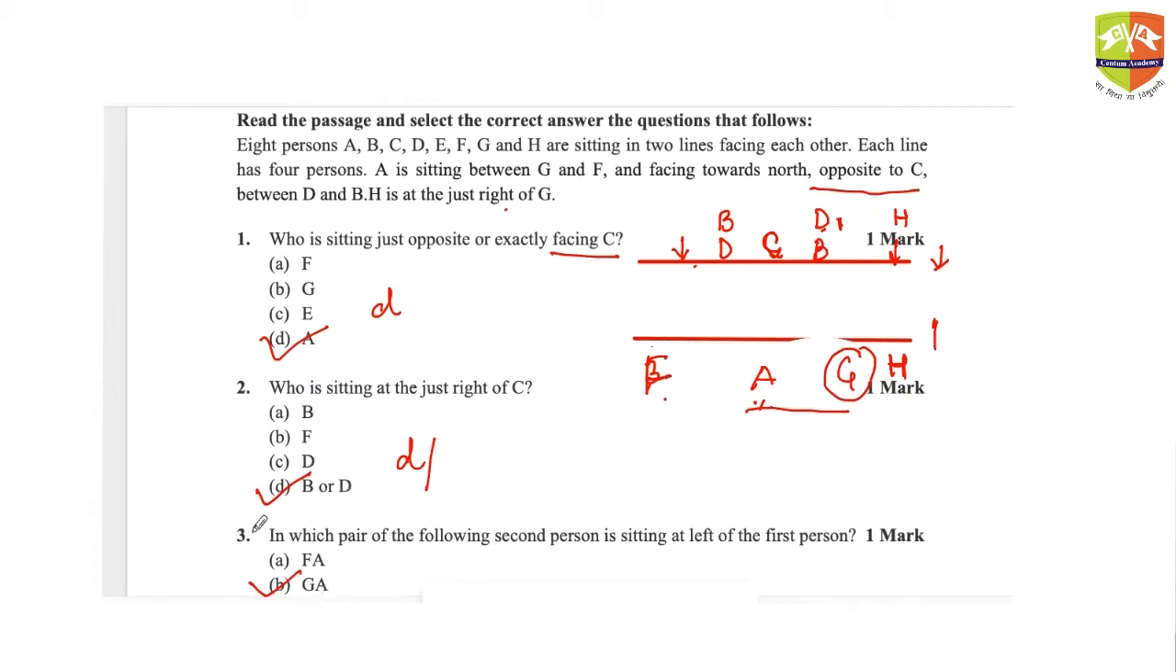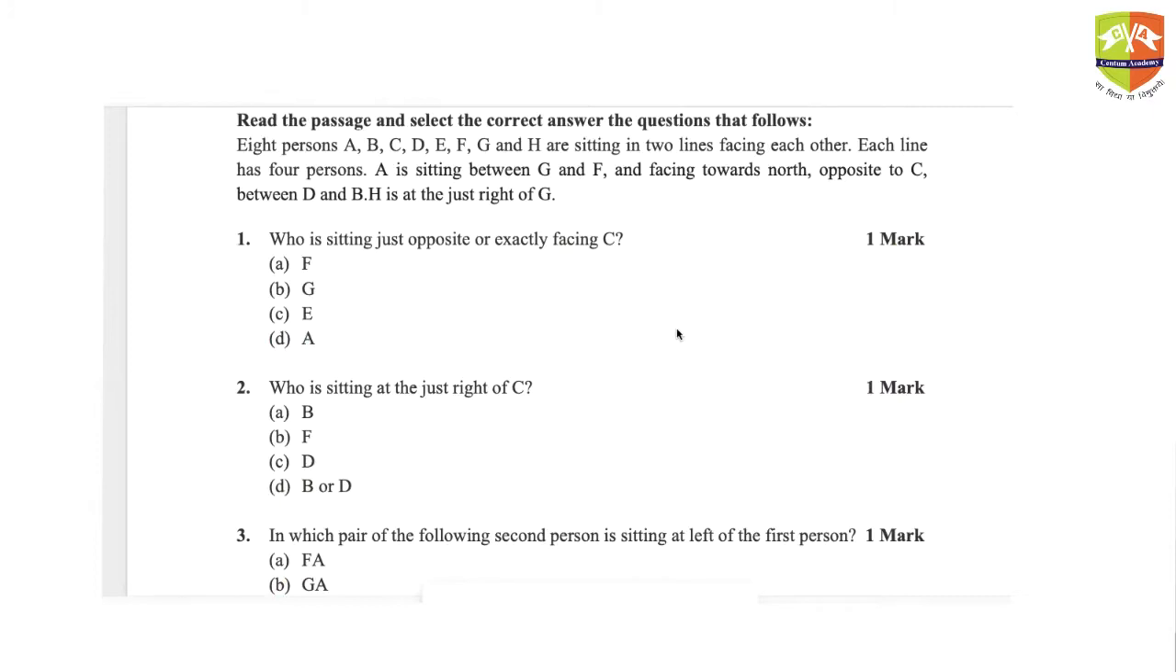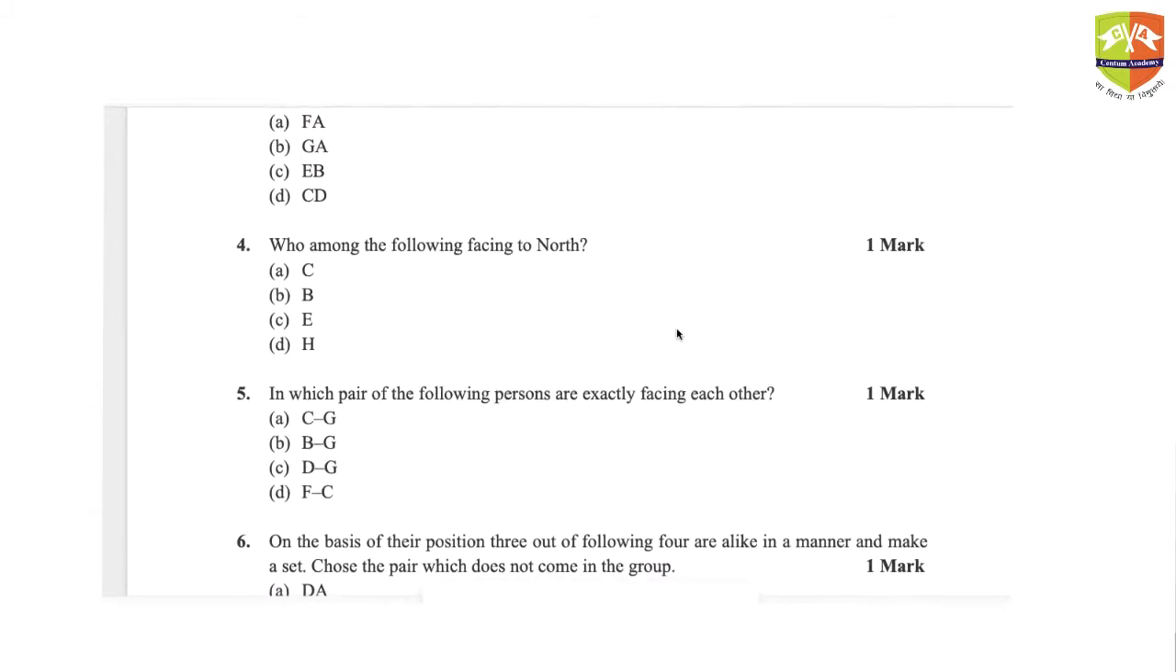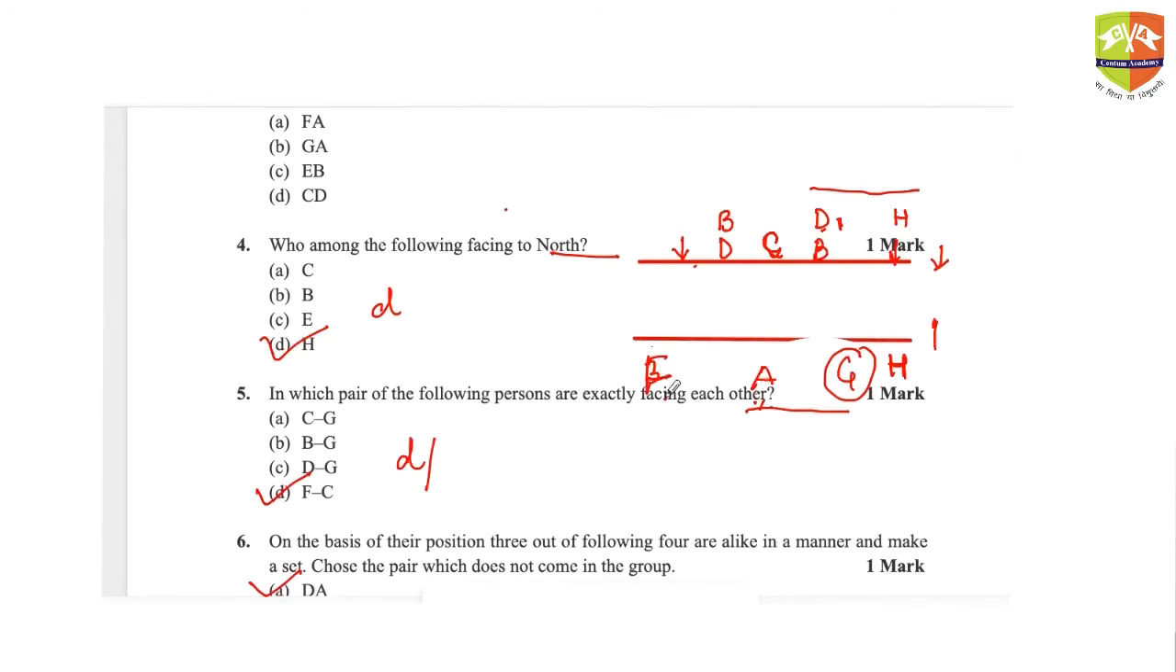Now let me go to question number 4 and let me solve it for you. Question number 4 asks who is facing north. You know that among those facing north, C is not there, B is not there, E is not there, only H is facing north, because G and F are facing north, if you look here, F, A, G, H are facing north. Only one option is there, which is H. And question number 5 is, in which of the following pairs? See, if you look here, if you identify D on this side, there should be one option here, none of these.